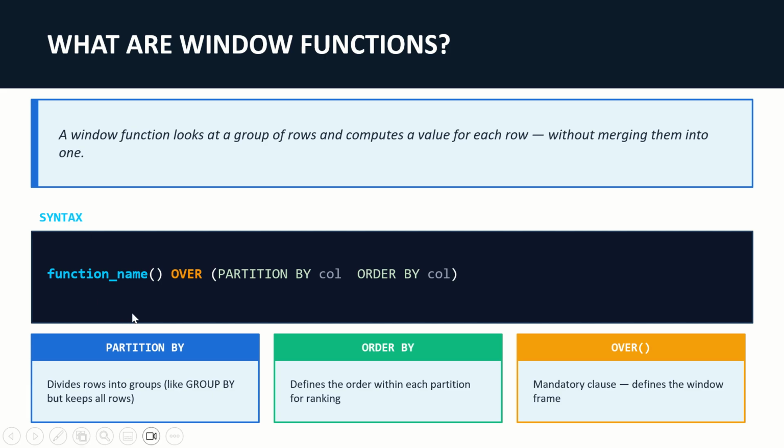Now coming to the syntax of a window function. First is the function name: it can be ROW_NUMBER, RANK, DENSE_RANK, NTILE, PERCENT_RANK. In the syntax, this is the function name that we write at the start, followed by OVER. This is a mandatory clause. It defines the window frame. Then we have PARTITION BY, on which column we want to partition. You will get more clarity on it in the next slide.